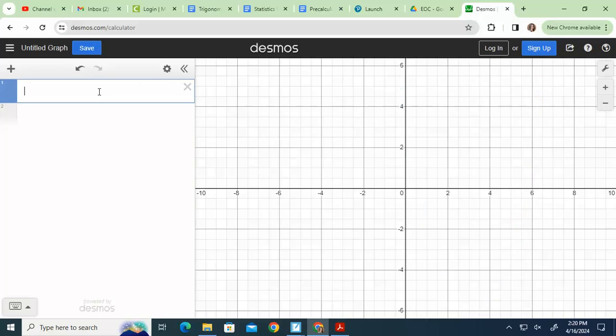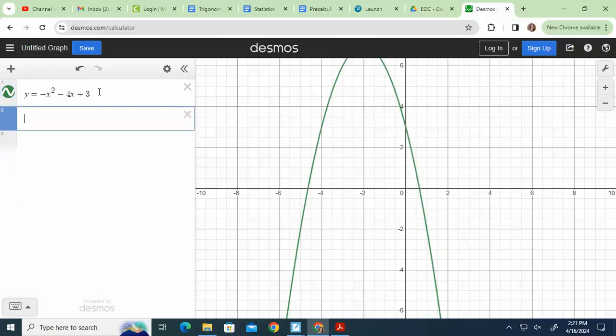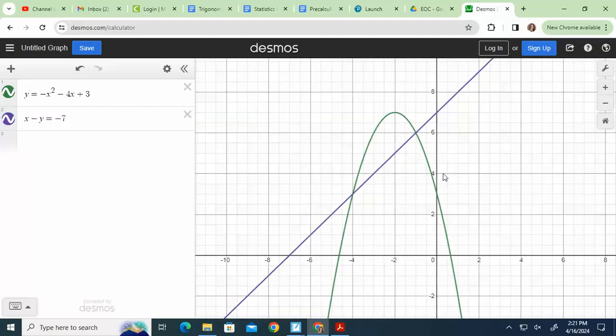So we have y equals negative x to the second minus 4x plus 3, and x minus y equals negative 7. Okay, the nice thing about Desmos, it will let you type in x minus y equals negative 7. If you're doing the graphing calculators, it makes you change and solve for y first.